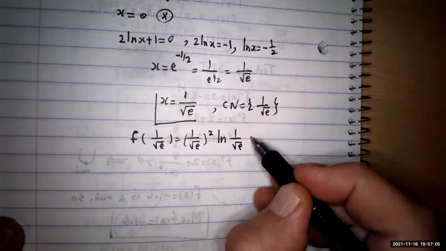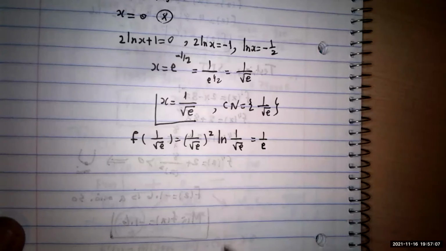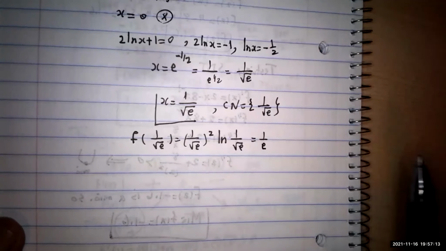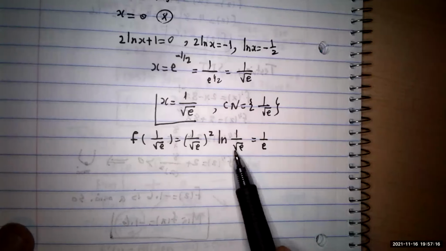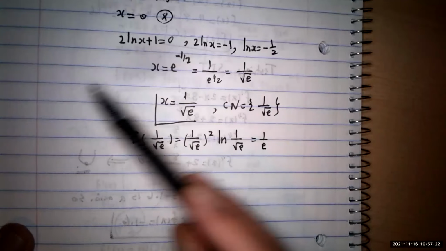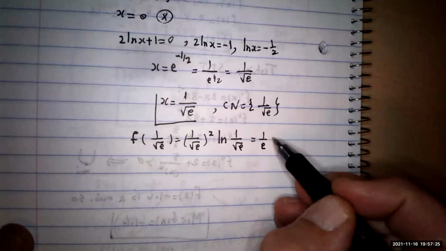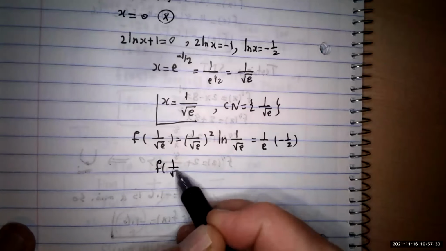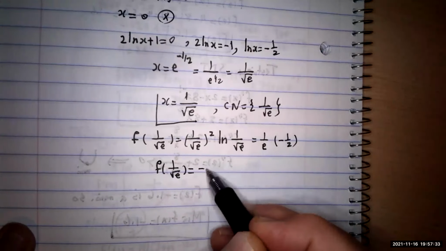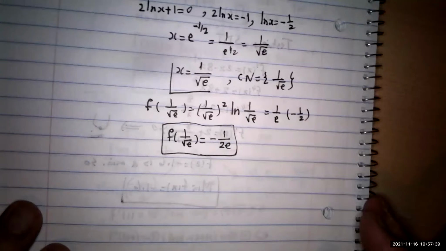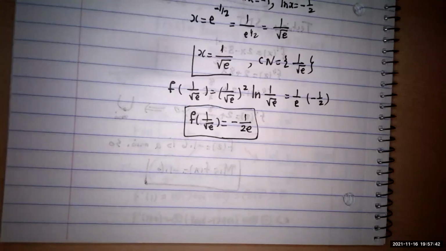You square the first one, that gives 1 over e. And this one, if you go back to e to the negative 1/2, it would be negative 1/2, or just use your calculator to get this number. Because 1 over radical e would be just e to the negative 1/2. You bring the negative 1/2 down, and that gives you the result. Or just use your calculator. So f of 1 over radical e would be negative 1 over 2e. You may prefer the calculator to get these numbers. Okay, so this is your candidate.